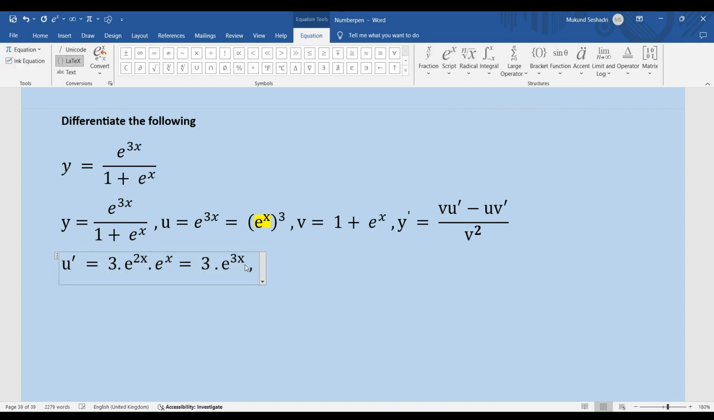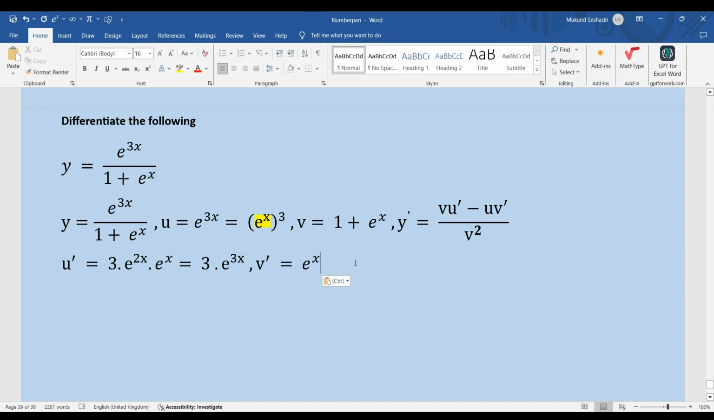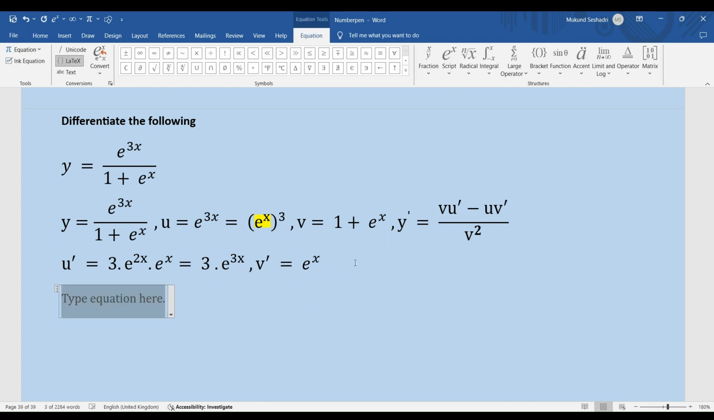And now I come to my v dash, which is d by dx of 1 plus e to the power x, which is pretty simple. I apply some rule in differentiation, so I get an e to the power x, right? So there we have our u dash and v dash. So I can go ahead and put it back in my y dash, right? So let's do that.